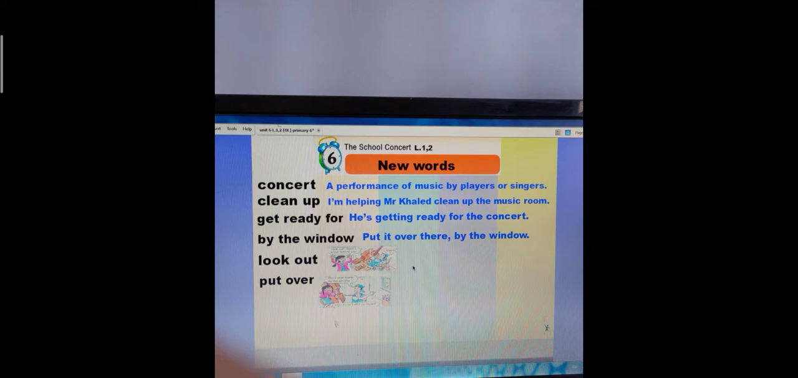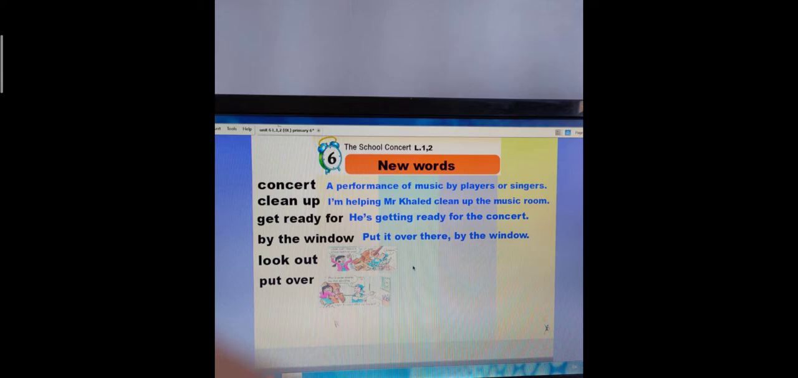Number two, clean up. We all know the meaning of clean up. For example, I am helping Mr. Khalid clean up the music room, and we had this expression before. Get ready for, this is a verb. He's getting ready for the concert. It means you are ready for something.